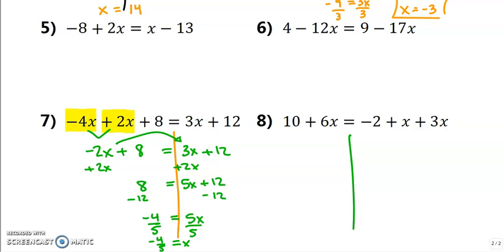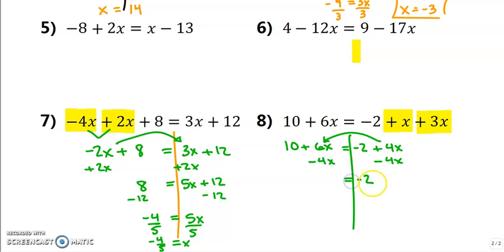All right, number 8, we can combine some like terms. We can combine the x and the 3x. When we do, we have 10 plus 6x equals negative 2 plus 4x. I'm going to move the 4x because moving the 4x will give me a positive value for the variable. So I get negative 2 equals 10 plus 2x. Subtract our 10 because I'm now solving by reverse order of operations. And I get x equals negative 6.